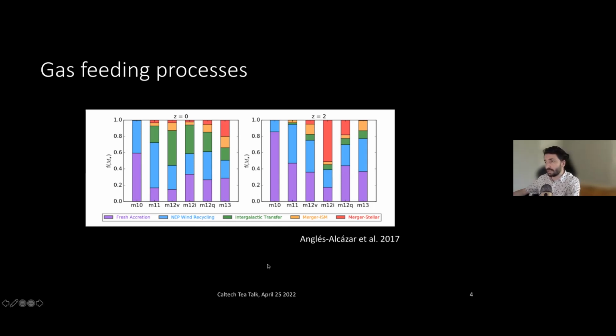And so what I'm really interested in trying to understand is how the feedback processes and the feeding processes regulate the growth of galaxies, and how they balance each other to form the galaxies that we see in the nearby universe.